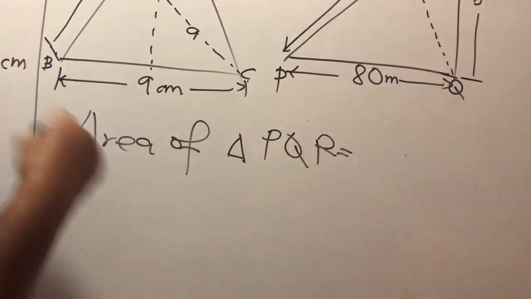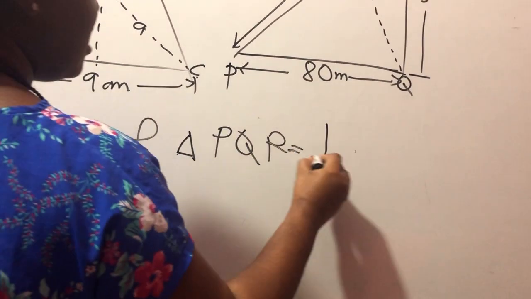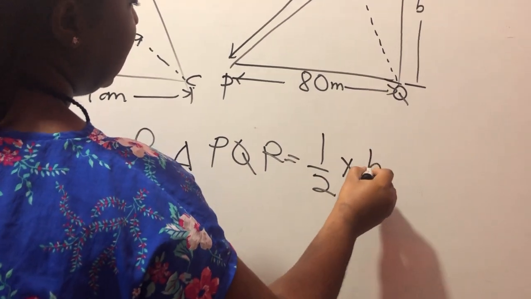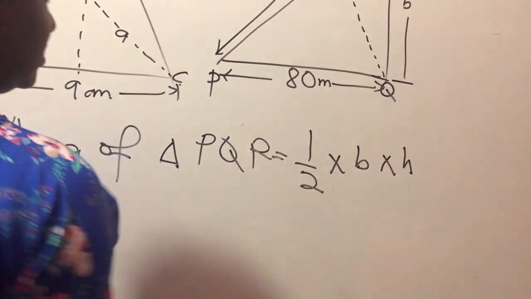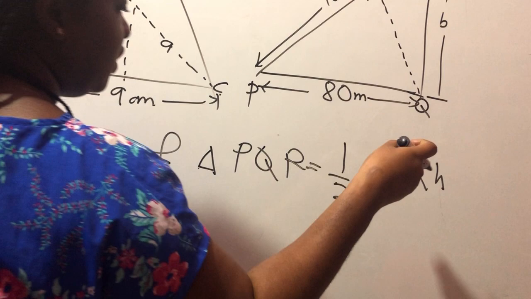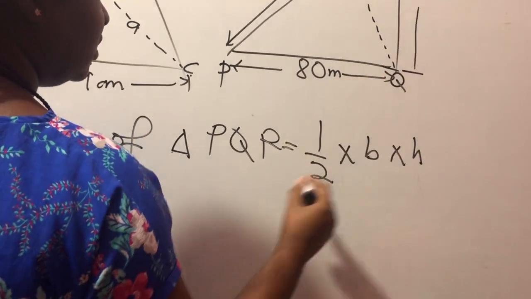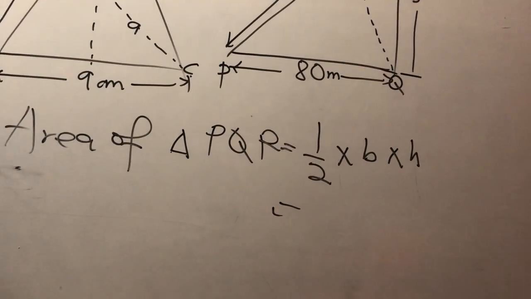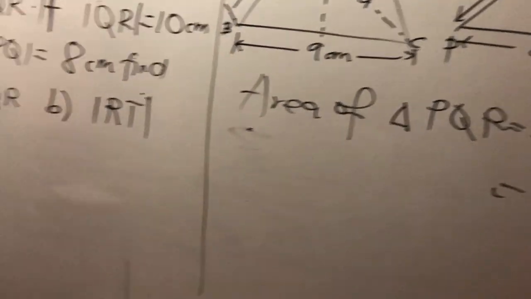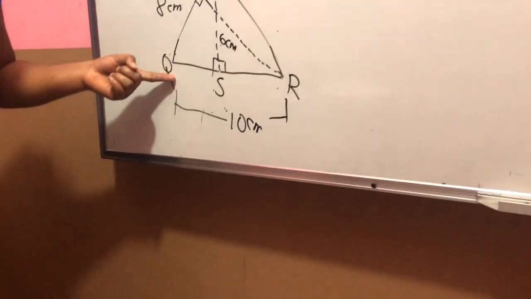PQR. The formula for finding the area of a triangle is half times base times height. You can choose to bring your multiplication sign, or you can leave it, whichever way, it is multiplying. Now, what is the base here? The base here is 10 centimeters.